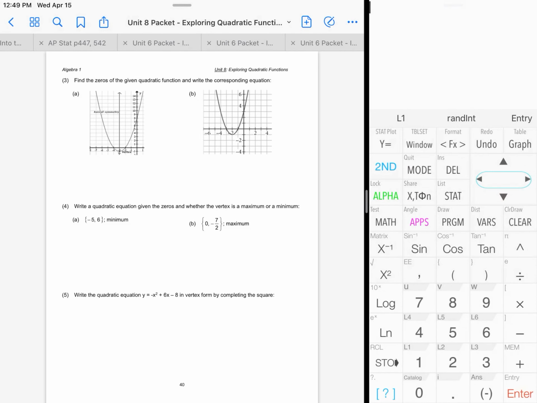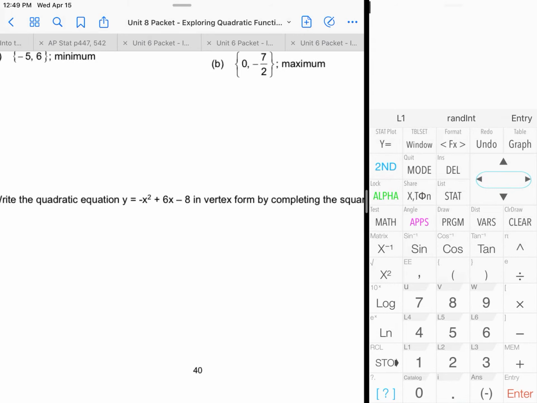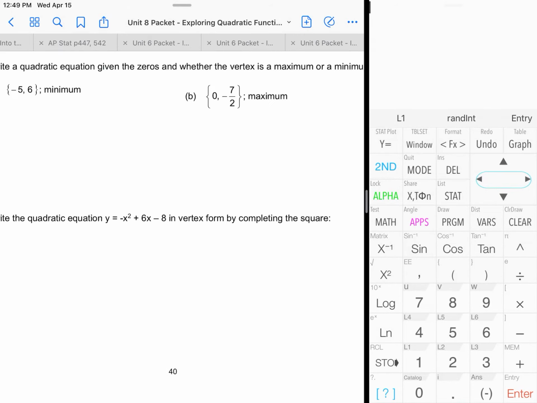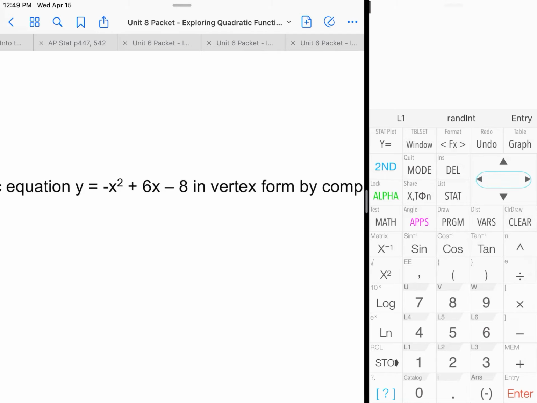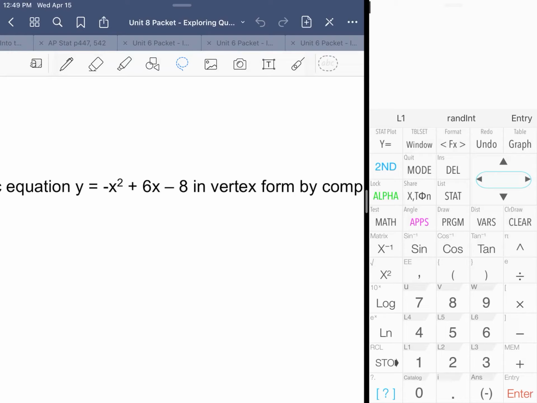Okay, so the first question in the review that was asked was, "Mr., can you explain problem 5 on page 40?" All right, so here we go. Write the quadratic equation in vertex form by completing the square. And it's a good question to ask because if you took a look at the breakdown, which I'm sure the student did, you might have seen that this was one of the topics that'll be on the assessment. So definitely worth spending some time going over.